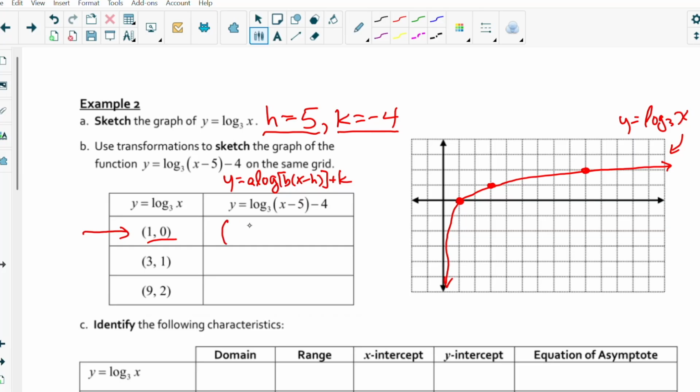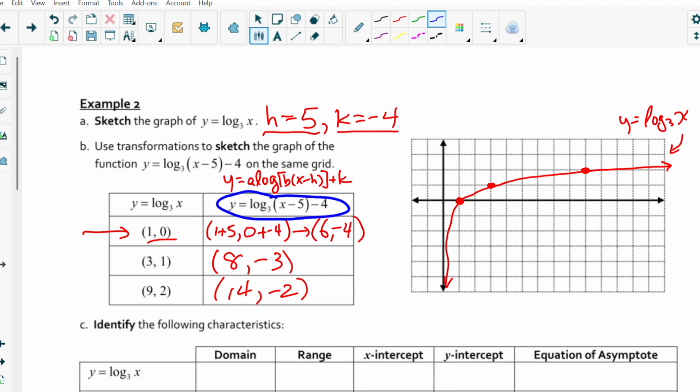So (1, 0), I'm going to add 5. 1 plus 5 is 6, and 0 plus negative 4 is negative 4. That is (6, negative 4). Let's do the other ones. 3 plus 5 is 8, and 1 plus negative 4 is negative 3. Then 9 plus 5 is 14, and 2 plus negative 4 is negative 2. Okay, let's graph that in blue.